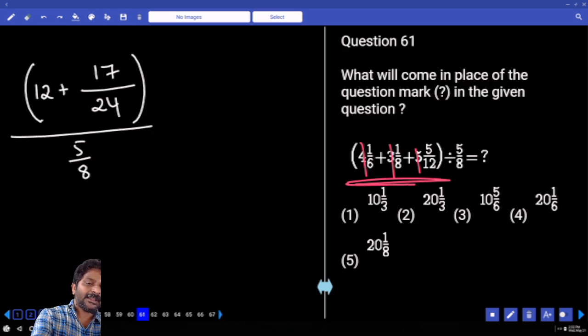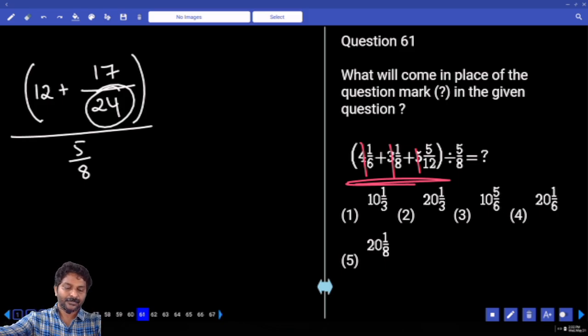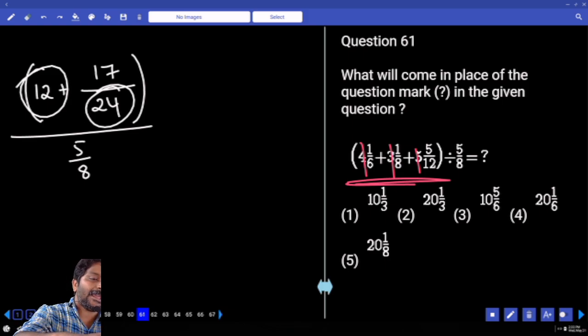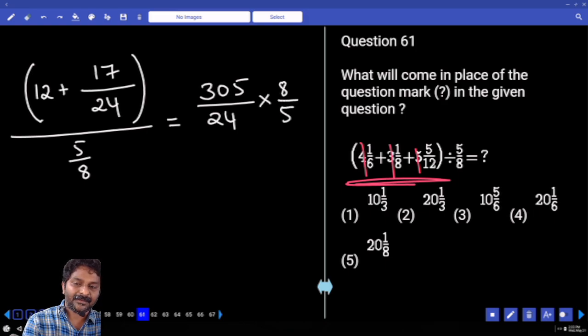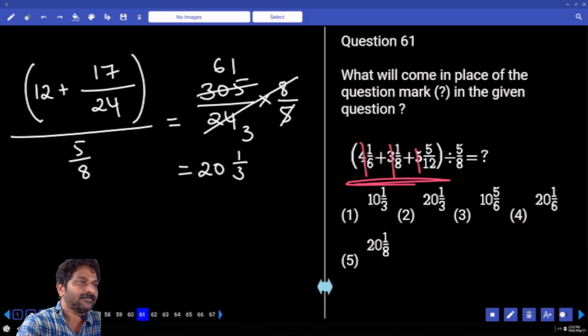12 into 24. Can I write 24 as 2 times 12? 12 into 12. 144 two times. 288 plus 17. 305 divided by 24. 5 by 8 becomes 8 by 5. Correct? 8, 3 times. 5. 61 by 3. 20 times. 1 by 3.